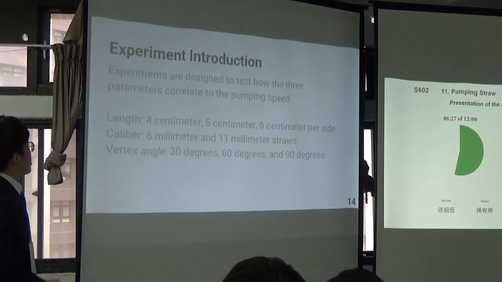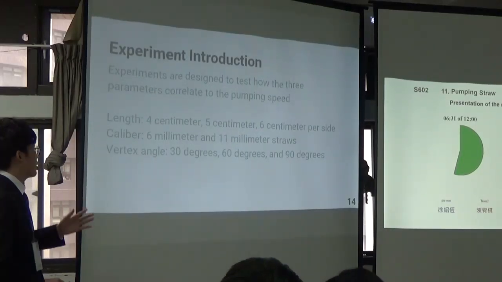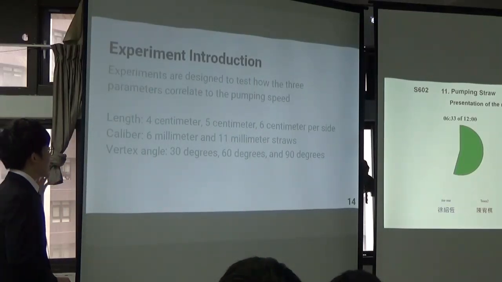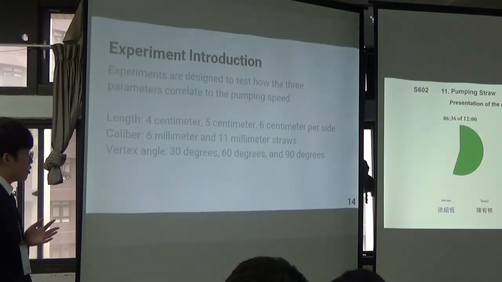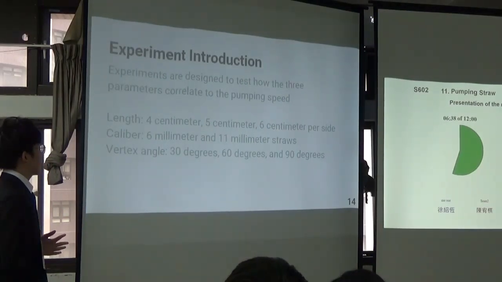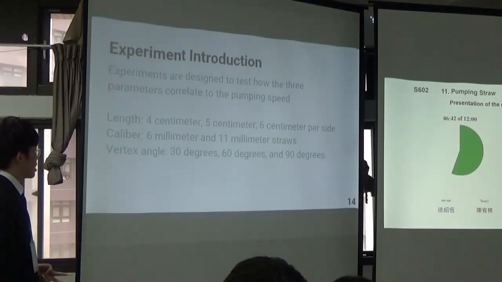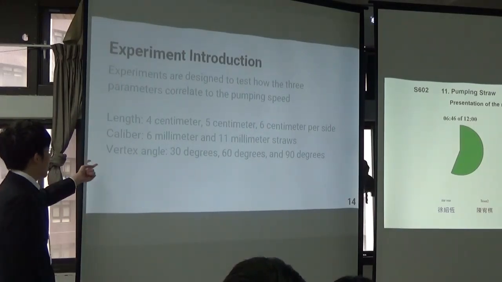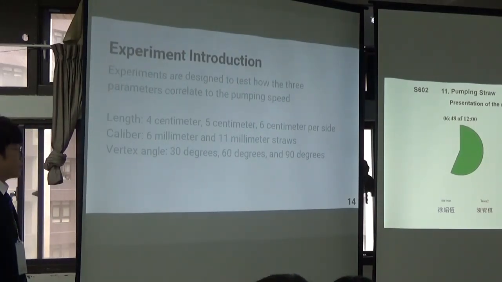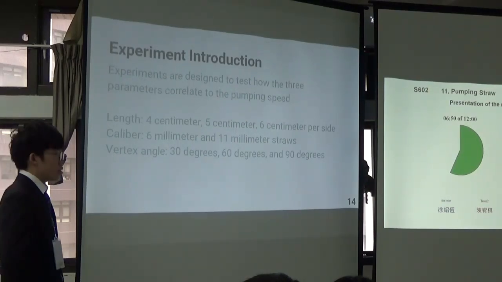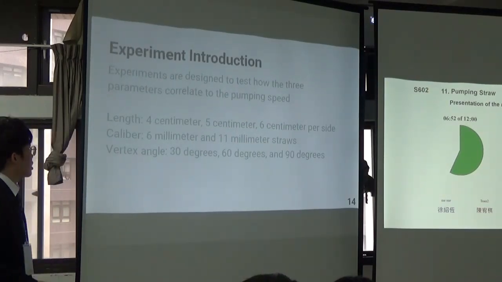So in our experiments, we're going to explore how 3 parameters affect pumping speed. There are different lengths of our straws, including 4, 5, and 6 centimeters. And the calibers, there are 2 different calibers. The first one is the 6 millimeter caliber, and the second one is the 11 millimeter caliber straws. And the third one is the vertex angle, including 30 degrees, 60 degrees, and 90 degrees.